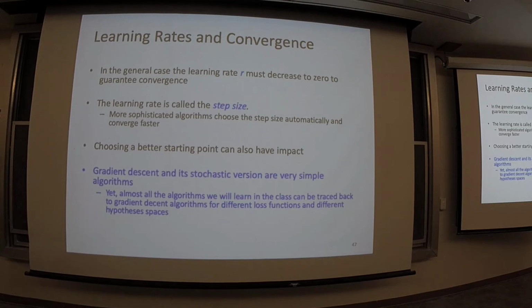That means the summation of the learning rates, if you view it as a series, the limit of the summation of the learning rate is infinity. I mean, it diverges. At the same time, it cannot be too large. In other words, the sum of the squares of the learning rates must converge.